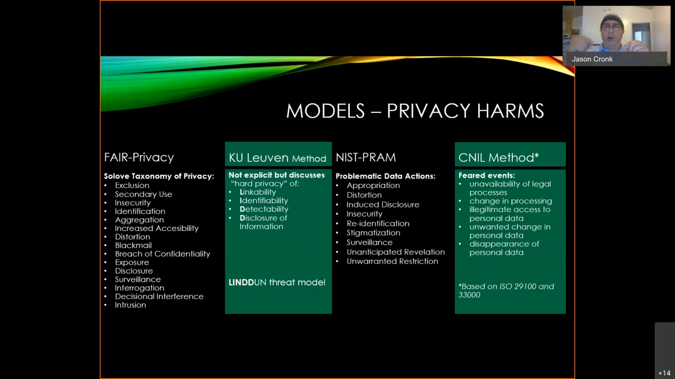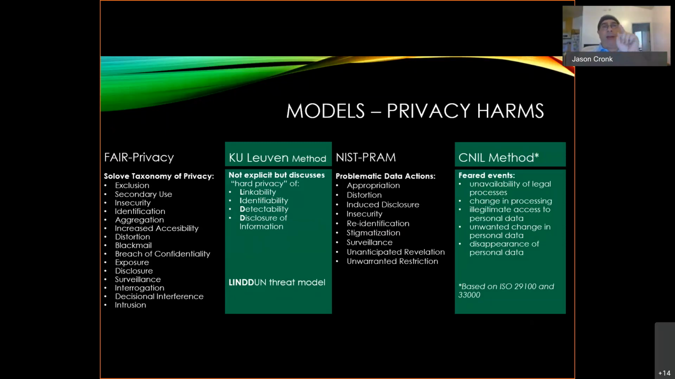In other words, what is a risk to the organization? Reputation, fines, regulatory action, lawsuits, internal costs from dealing with data breaches. These newer models that I'm presenting here all focus on risk to the individual: the risk of secondary use, of exclusion, the risk of linkability, the risk of appropriation and distortion, the risk that the individual suffers unavailability of legal processes. So they're very focused on that.